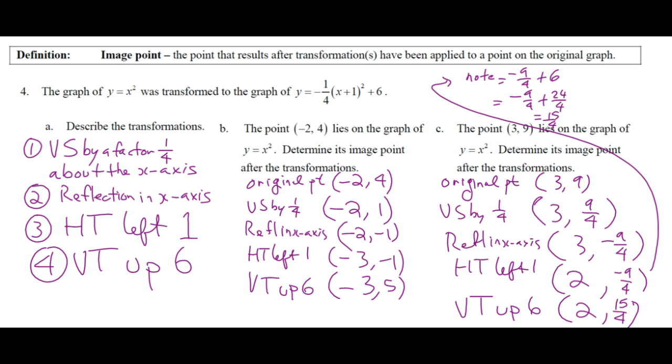Okay, questions? I mean, describing the transformations is really the most important thing, right? You need to be able to take that equation, look at it, and then put it into words. Just telling you, what do I do? Vertical stretch by a quarter, then I reflect it in the x-axis, then I move it left 1, and then I move it up 6, and then you can take any point and do that to it, right? It's easy. Without the description, it's hard, right? So you need to be able to take a transformed equation and put it into words.